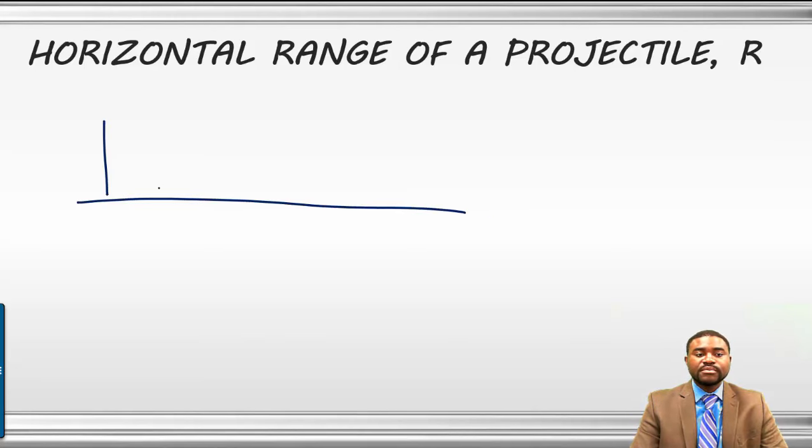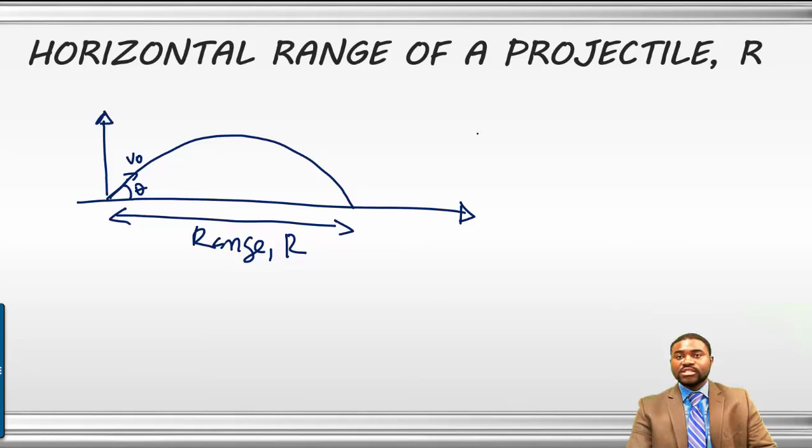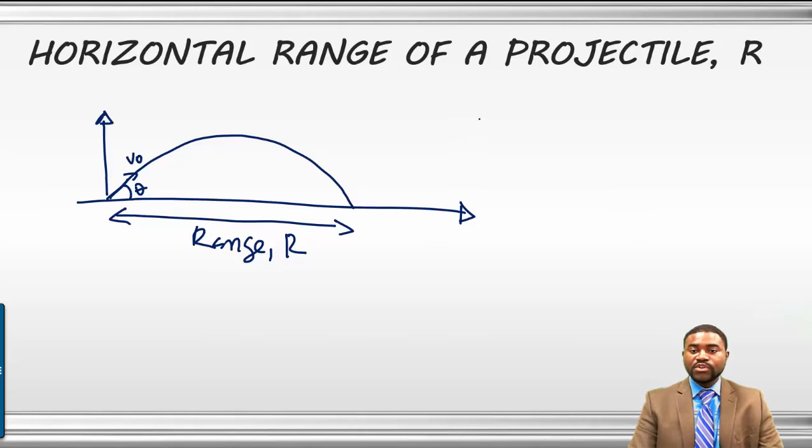Now look up everybody, this is a projectile path, this is the horizontal range. The horizontal range is an X distance, the maximum height is a Y distance. Now the definition of the horizontal range is as follows. The range of a projectile is the horizontal distance traveled by the projectile before it hits the ground. Let me say that again. The horizontal distance traveled by the projectile before what happens? It hits the ground.